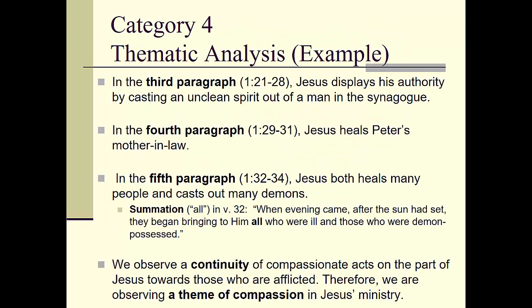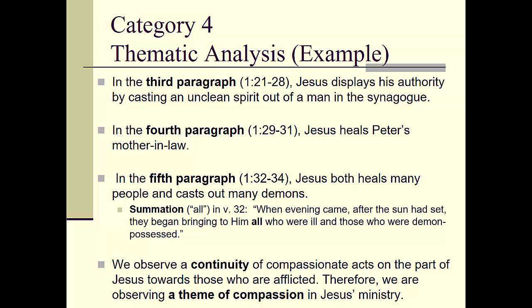Let's look at an example. Notice the bottom bullet, where we're going to wind up with this category 4 observation: continuity. Continuity having to do with compassionate acts. So the theme will be compassion. We're going to watch a sequence of events where Jesus responds with compassion. And so we're observing this theme of compassion with continuity moving through these paragraphs, 3rd, 4th, and 5th paragraphs within a single segment. Take a moment to see the examples of compassion in the first 3 bullets.